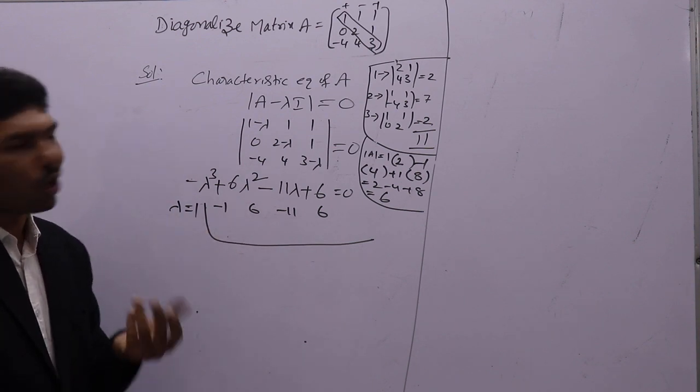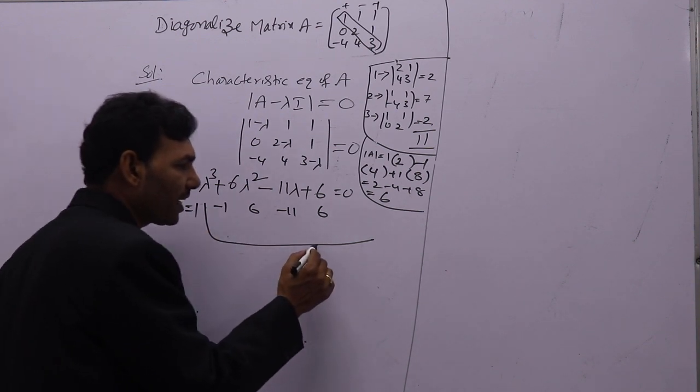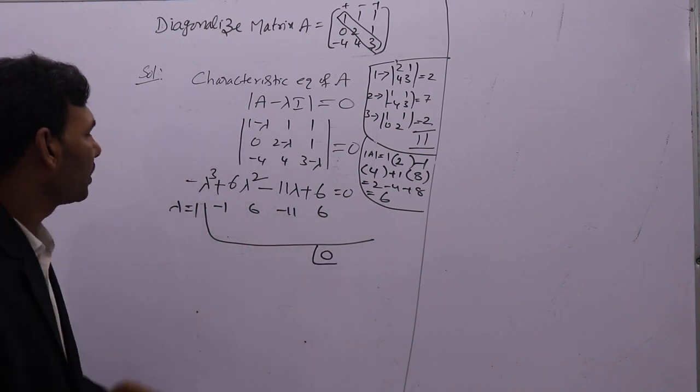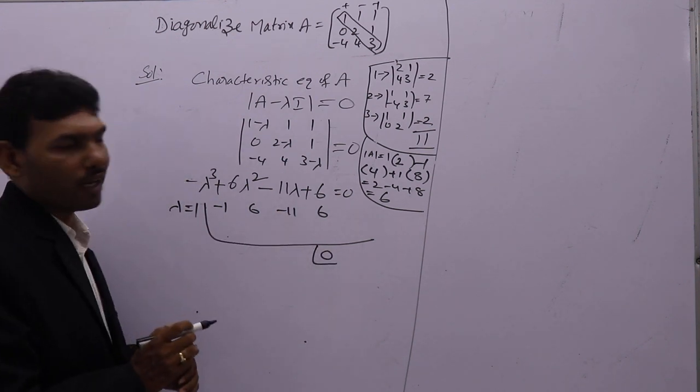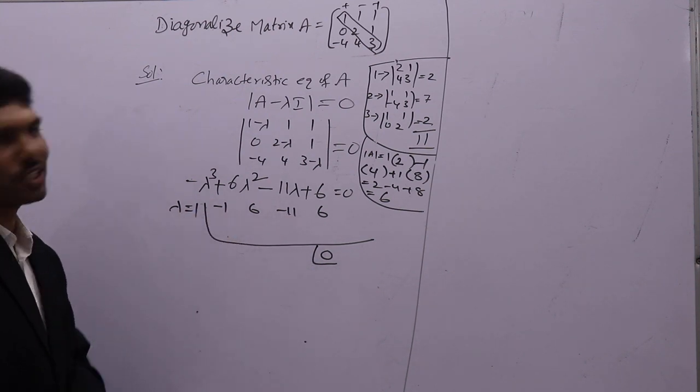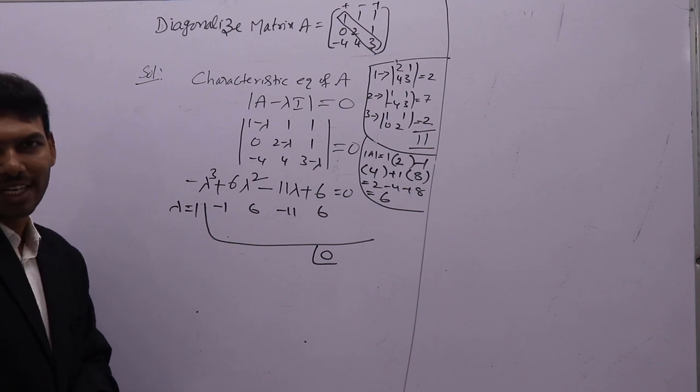If you get 0, lambda equal to 1 is definitely a factor, then you can keep 0 here if it is a factor. 6 plus 6 is 12. Minus 1 minus 11 is minus 12. So 12 minus 12 is 0. So definitely lambda equal to 1 is a root.